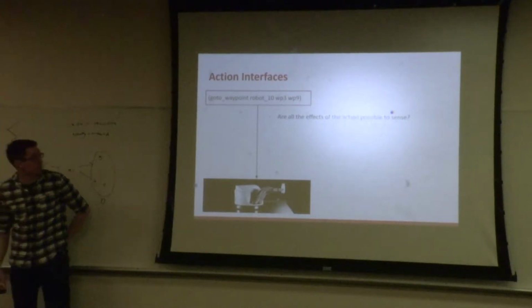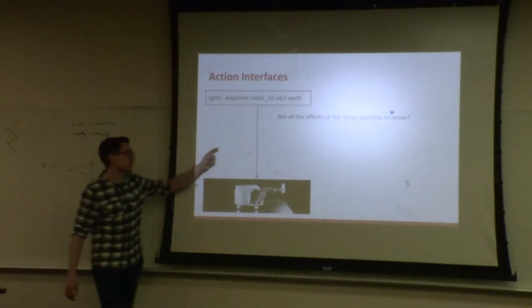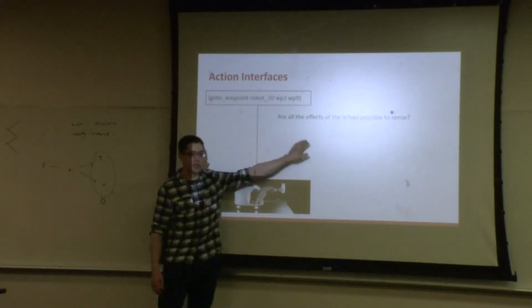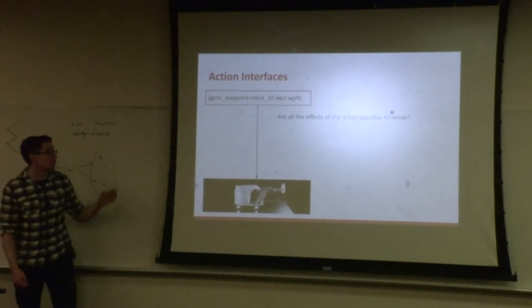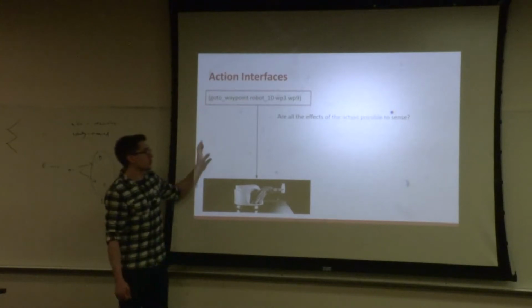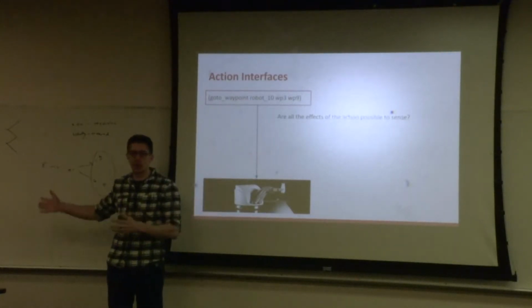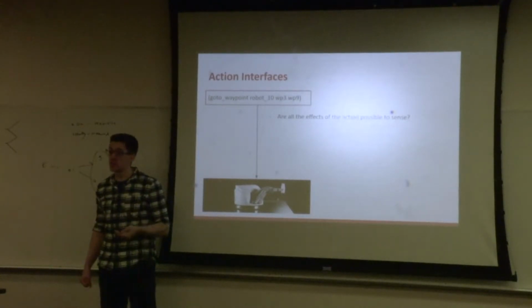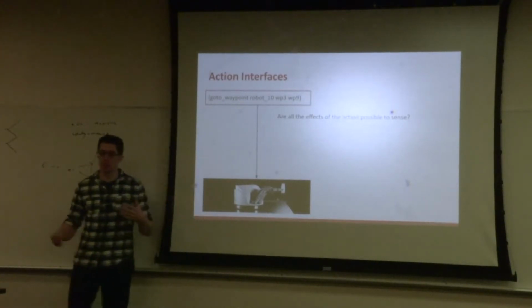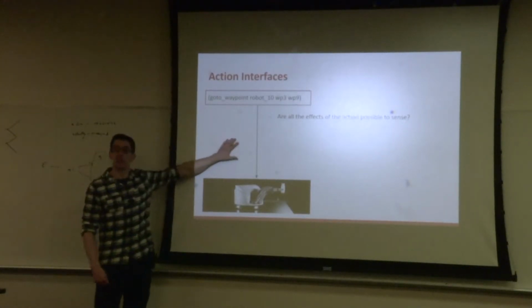Oh, I didn't quite have room for a single list. So there's one more consideration, which is this. Are all the effects of the action possible to sense? This obviously has huge impact on a later part of this tutorial, which is on how the knowledge base is updated from the sensor information. Because if you can't sense a part of the state, then you have to get that from somewhere else. This is that somewhere else.